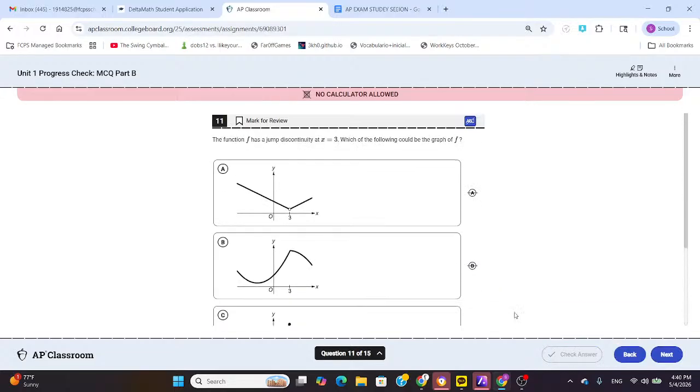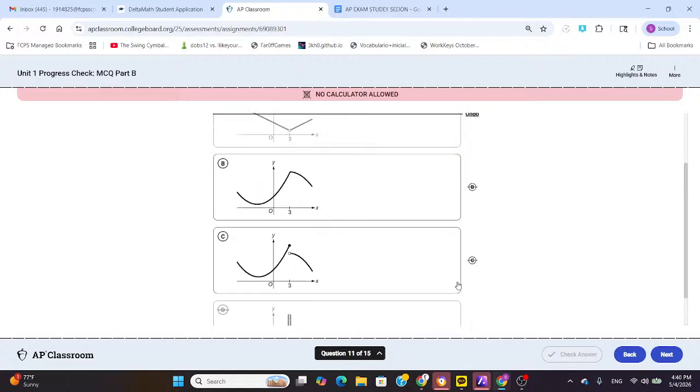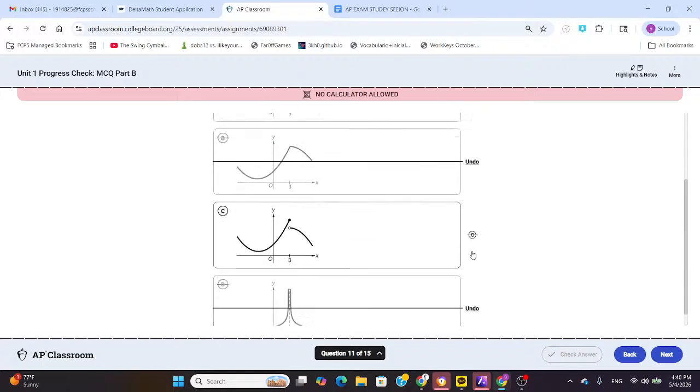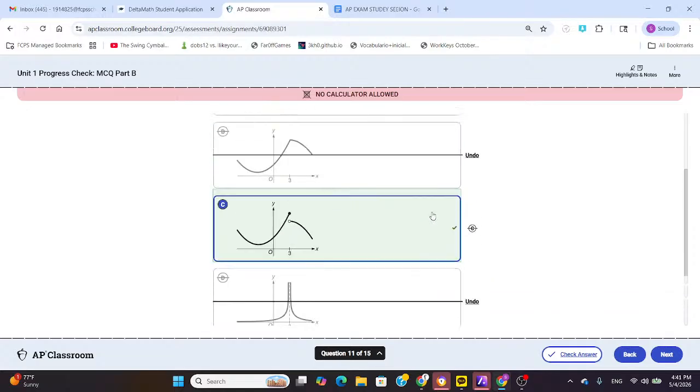Oh crap, not another one like this. The function f has a jump discontinuity at x equals 3. Which of the following could be the graph of f? Jump discontinuity at x equals 3. So it's not A because that's just not how a jump discontinuity looks. And it's not this because that's a vertical asymptote. And it's not this either. So it has to be C, because that's how a jump discontinuity looks.